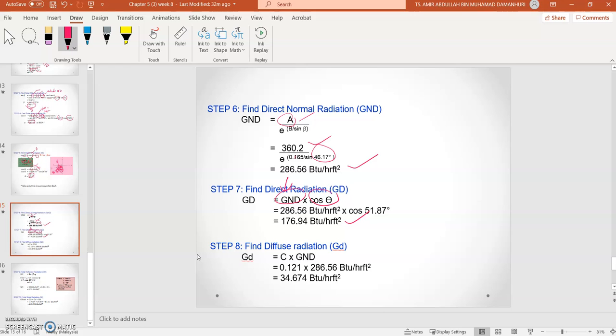Then you have to find the diffuse radiation, GD. So the value of C is from the table of C. You have to find the C. This is A, B, C. So the C value is 0.121 for September, right? Times GND. So GND value will be put here. You get the answer of diffuse radiation is 34.674 BTU.